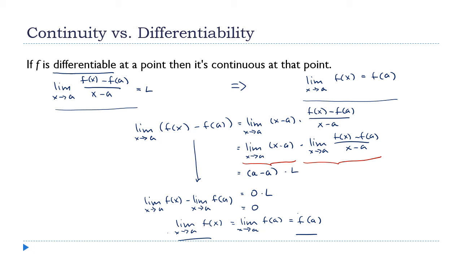Now, obvious question to ask, is the converse true? Does continuity imply differentiability? Well, no. And we saw this on the last slide. f of x equals the absolute value of x is continuous at 0. The limit as x approaches 0 of the absolute value of x does equal the absolute value of 0, which is 0. Yes, it is continuous there, but as we saw, it is not differentiable there.